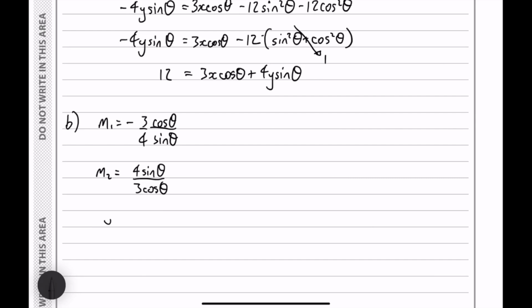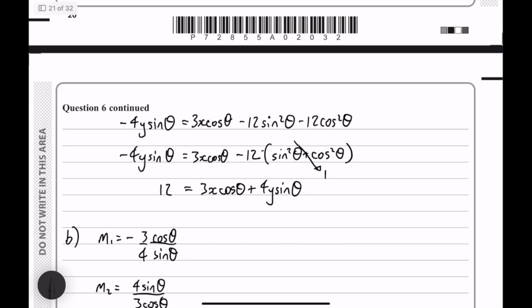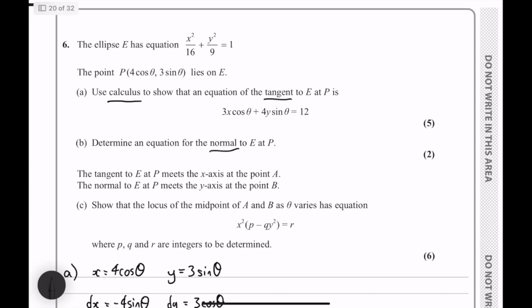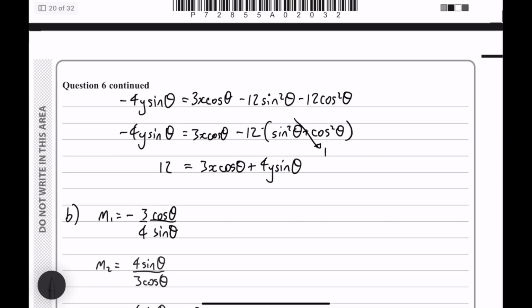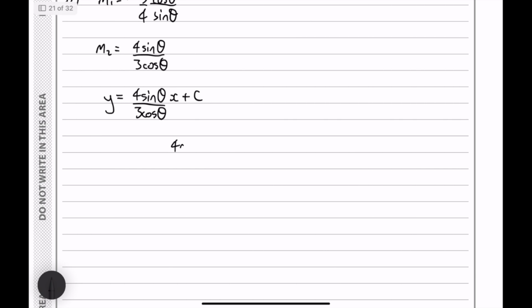And then we do it again. Y is now equal to 4 sine theta over 3 cos theta x plus c. And I've forgotten again, P is 4 cos theta on the x, and 3 sine theta on the y.